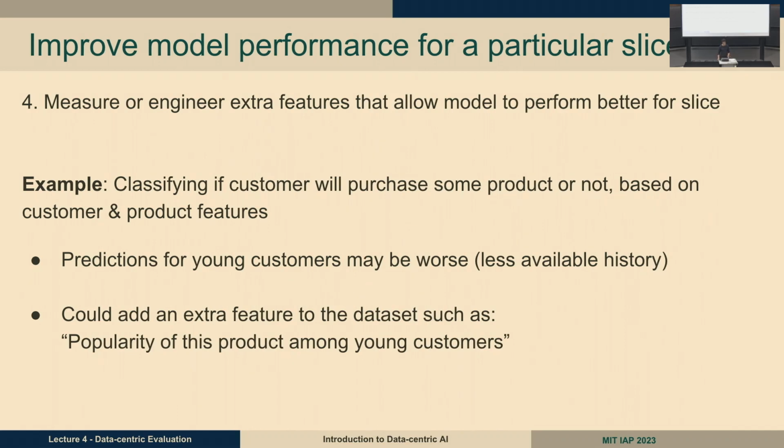And so one thing you could do is just explicitly engineer extra features to the data set. So this is not even requiring you to measure extra information. It's just you as a data scientist taking the data you're given, creating features using your own ingenuity that you think will help improve the performance for this specific subgroup. Like here, you might add a feature that's, say, popularity of the product among young customers specifically, and that could boost the accuracy of this classifier for this slice.